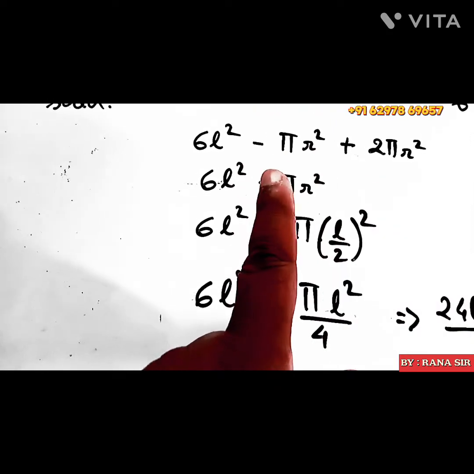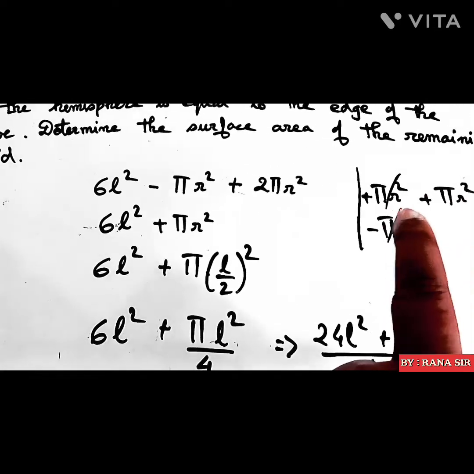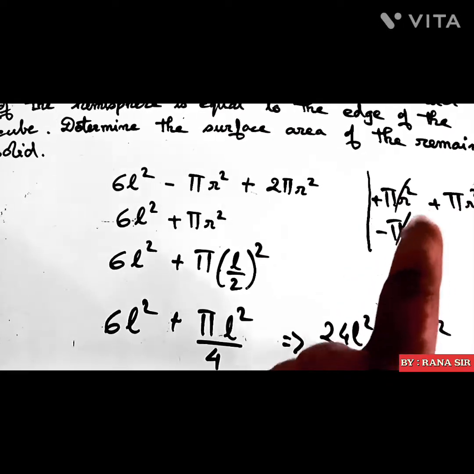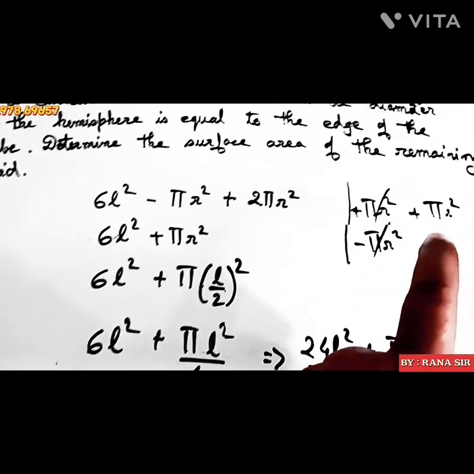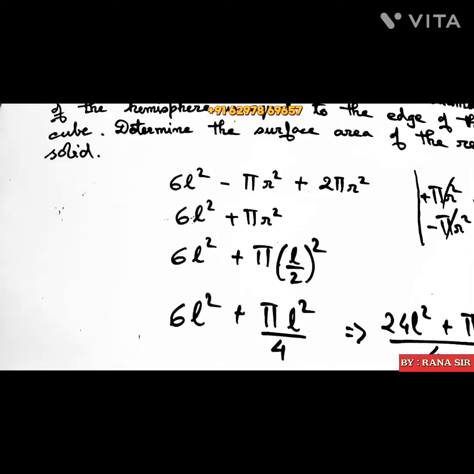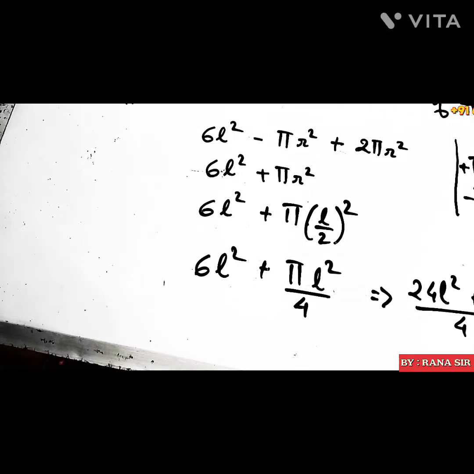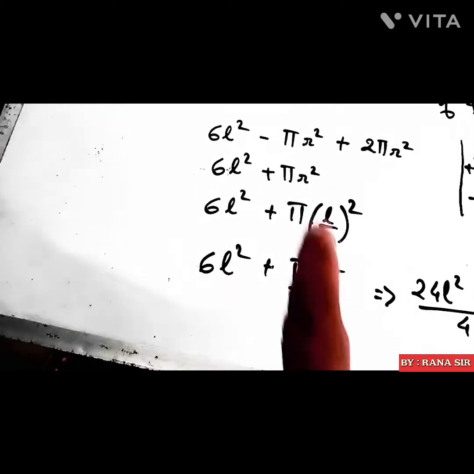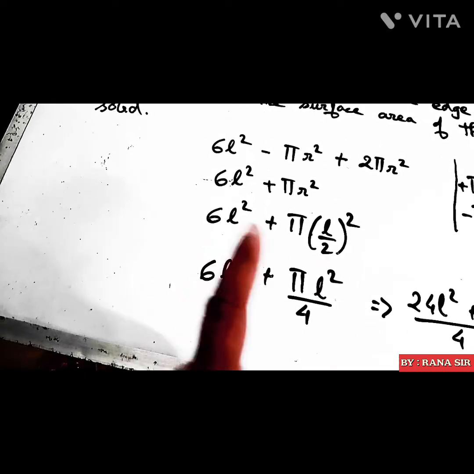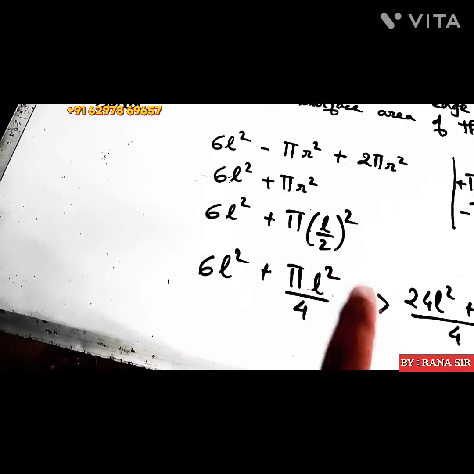Now minus pi r square and plus 2 pi r square, so minus and plus cut. So only what is left is plus pi r square. So that's what I have written, plus pi r square. So what is R? We know that the diameter is L. So R is L divided by 2. So 6L square plus pi L by 2 whole square means pi L square divided by 4.